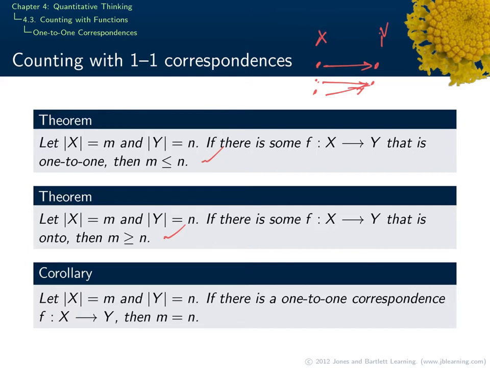And then finally, again, we have our same sets X and Y of sizes m and n respectively. If there's a one-to-one correspondence from X to Y, then the sizes of X and Y must be equal. So that's just a combination of the two theorems, right? Remember, a one-to-one correspondence is a function that is both onto and one-to-one. So that would require m to be bigger than or equal to n. It would also require m to be less than or equal to n. And the only way that can happen is if the two sizes m and n are exactly the same.